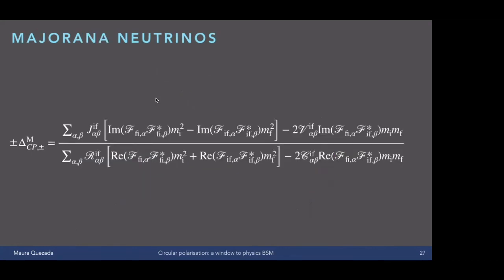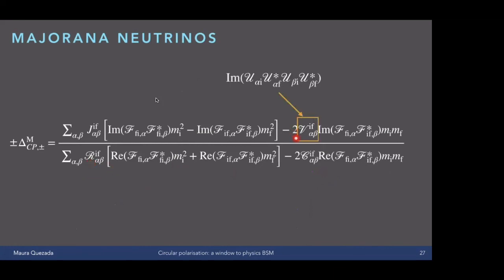So this is just the final result. And for the case of Majorana neutrinos, we can also follow again the previous computation at the beginning of the talk, and parameterize as well in terms of the Jarlskog parametrization.